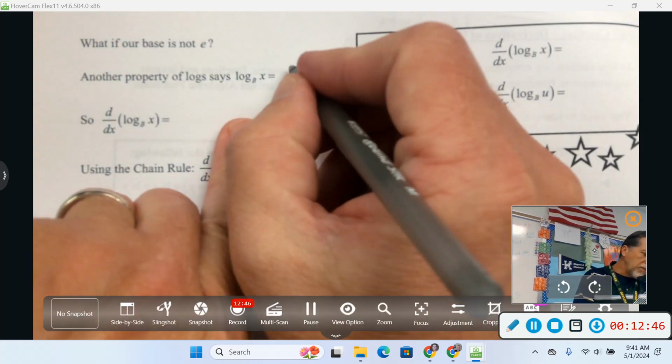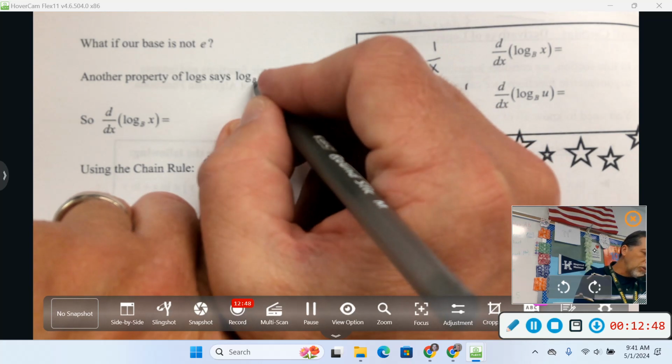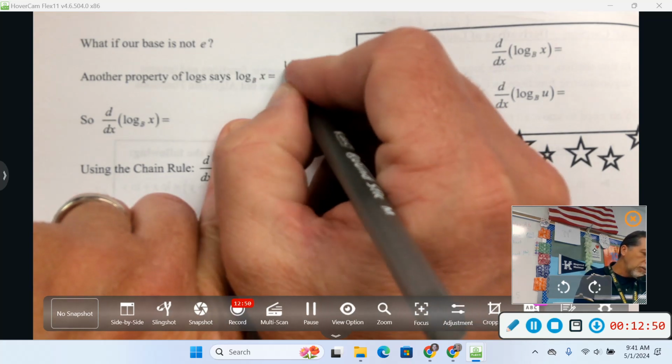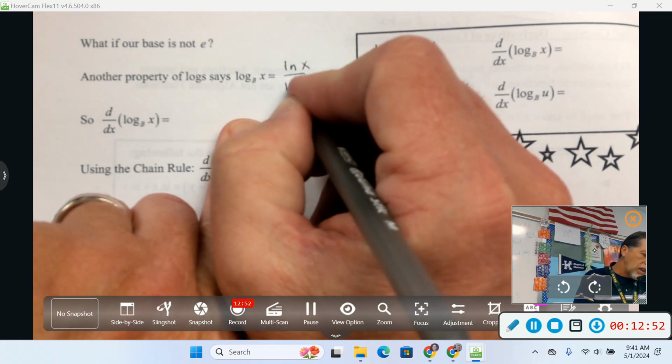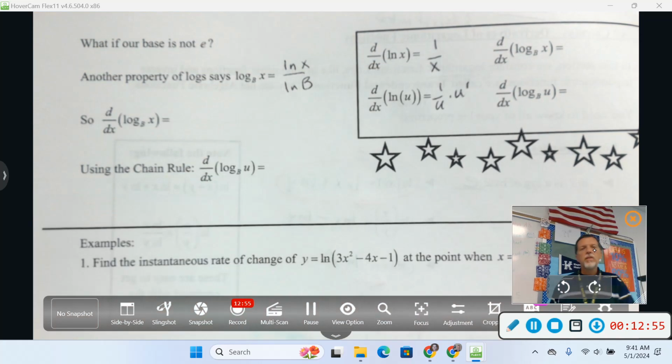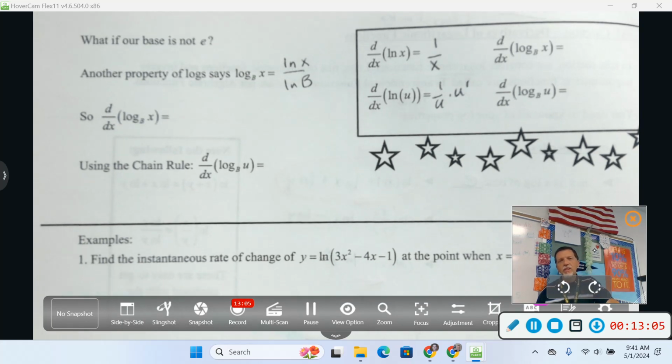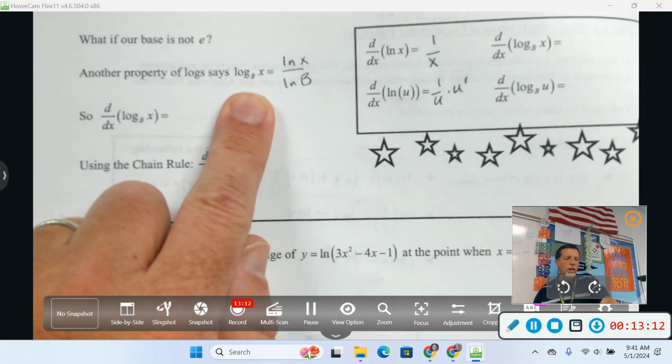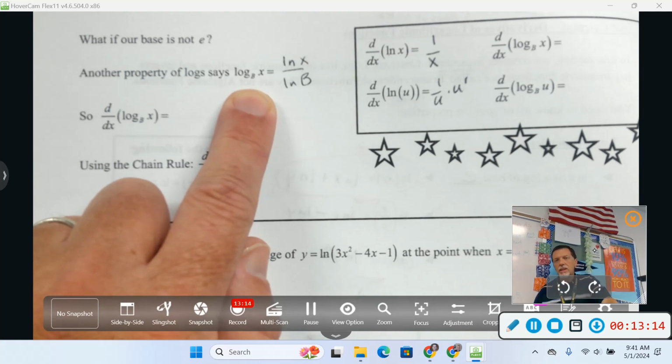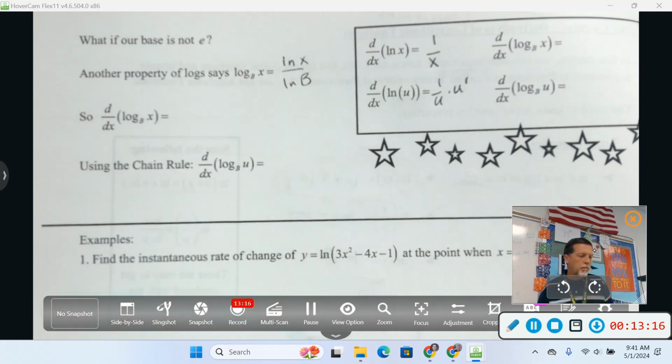Okay, this property of logs, I don't know if you remember this or not, but you can rewrite logs with different properties. The log base b of x is the same thing as natural log of x over natural log of b. That's super convenient if your calculator only has a natural log button, or doesn't have a log base 3 or 5 or 7 button. You can always convert.